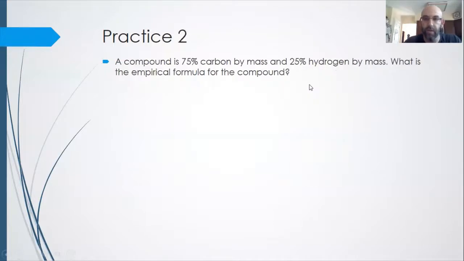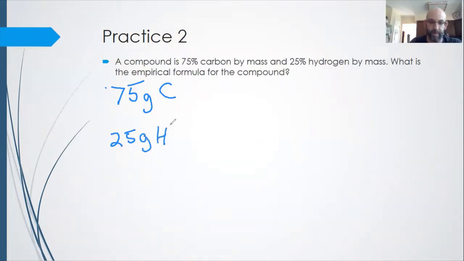All right. Question 2. So this is an empirical formula problem. You should have learned empirical formula last year in chem. So we have a compound that's 75% carbon by mass and 25% hydrogen by mass. What is the empirical formula for the compound? So since we're not given how much we have, we can just assume we have 100 grams, make life really, really easy. So if we have 100 grams and 75% is carbon, that means we have 75 grams of carbon. And same thing, if we have 25% of 100 grams is hydrogen, then that means 25 grams of hydrogen.